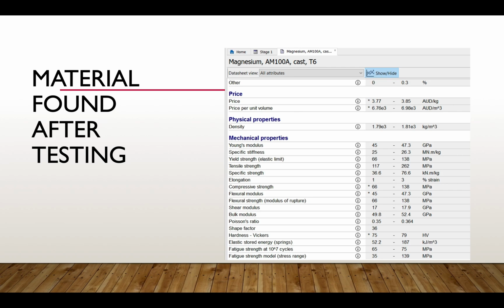After carrying out the several tests that our group has conducted, we were able to come to a conclusion as to what material was given to us for testing. We came to the conclusion that magnesium AM100A was the material that we put under test.